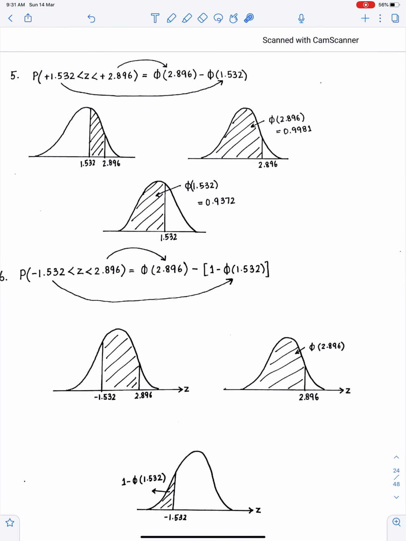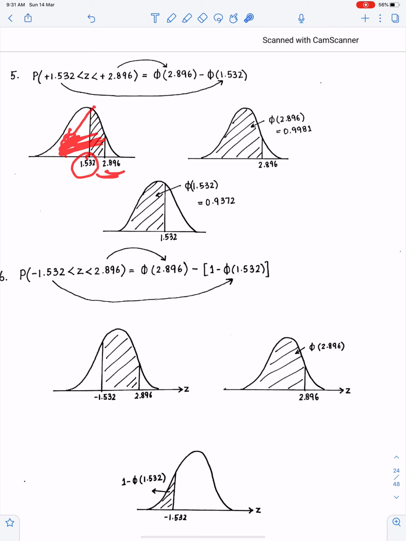See, we have the between case. Z lies between this and this. So this is the sketch. This number is here and this number is here. See, this area will be phi 1.532. This area, and this total area will be phi 2.896.